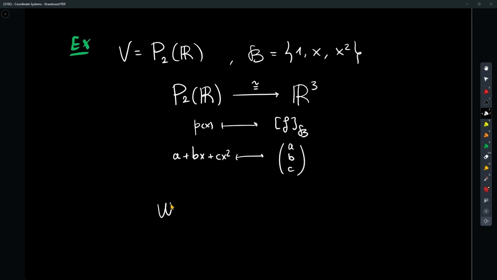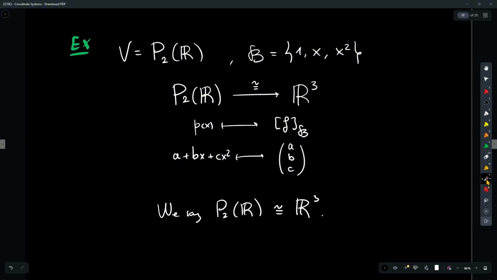So then we say that P2R is isomorphic to R3. And for the applications, what this means is that instead of doing work in P2R, we're going to use this isomorphism, this map, to do work in R3 with vectors, which is a lot more convenient.